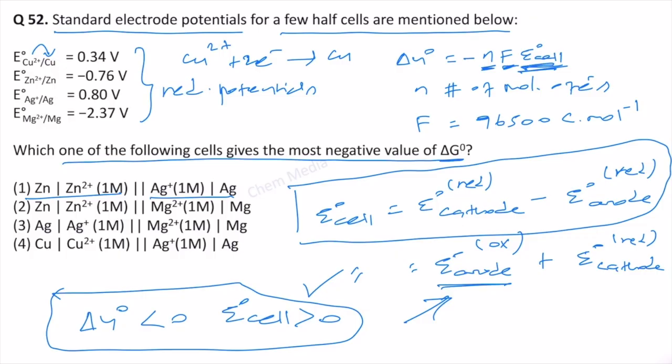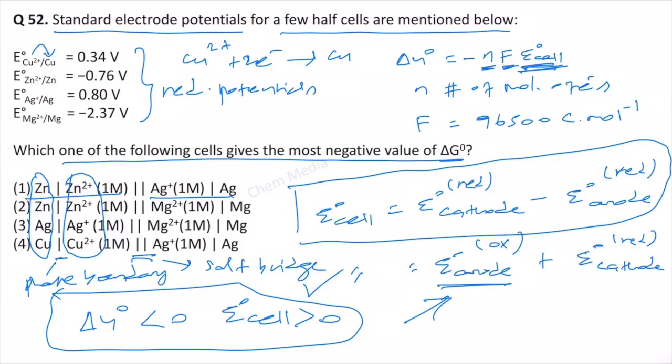So we just have to determine E cell standard. If that has a more positive value, then that is our correct answer. So let's determine the values one by one. Before doing that, let's talk briefly about the cell notation. There is a phase change here. So this is the phase boundary. Basically it means that these are all solids and these are all in the aqueous medium. And these double vertical bars indicate that there is a salt bridge here to maintain the neutrality of the solution. That completes the circuit.